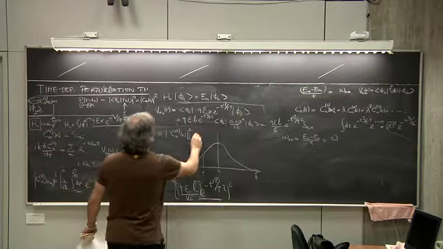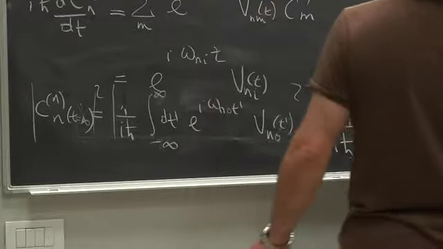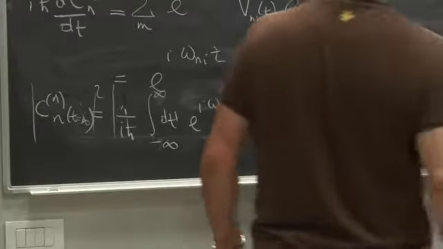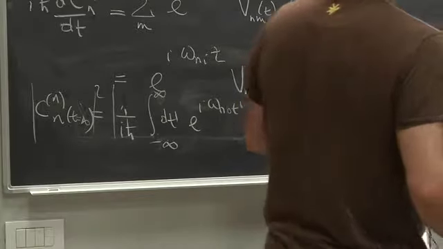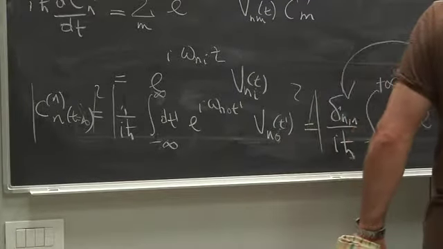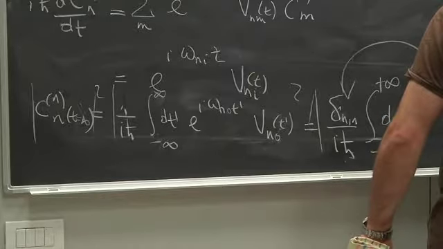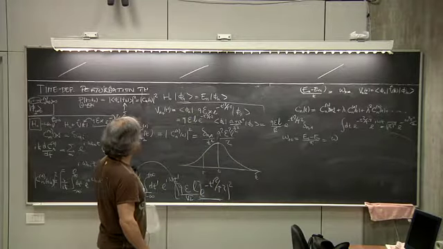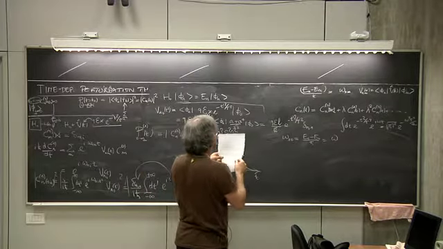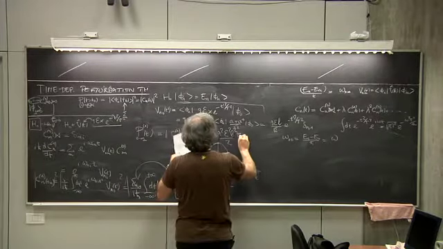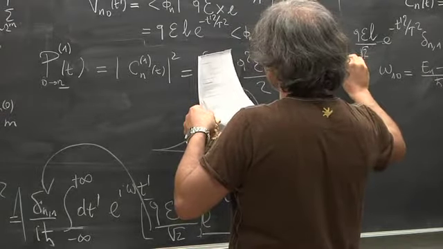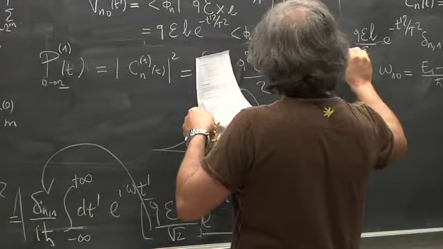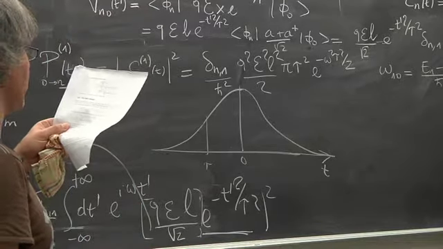Okay, and I conclude that this probability is equal to delta of n1. Only one can be excited. Here I have 1 over h bar square, and here I have q epsilon L square over 2. And then I have the square of that integral. So I have essentially pi tau square e to the minus omega square tau square over 2. Okay? This is it. L square, well, you know, right?